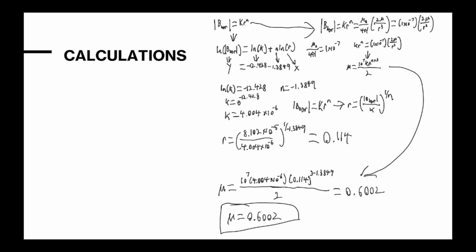We have our calculations towards the top that show how we calculated n and k, and then also we showed how we get the mu, the equation that we're using. We also used n and k to figure out what r is, and then after having n, k, and r, we put all of those into our calculation for mu, and we got the 0.6002 figure.